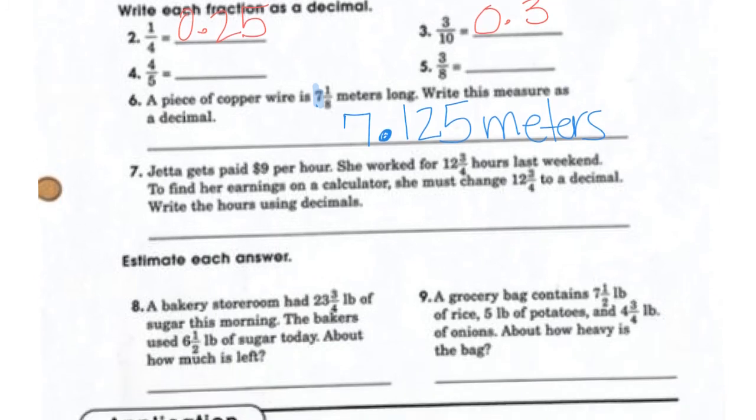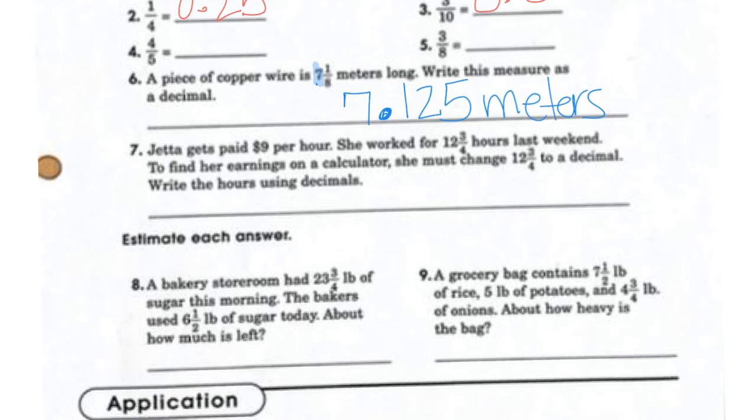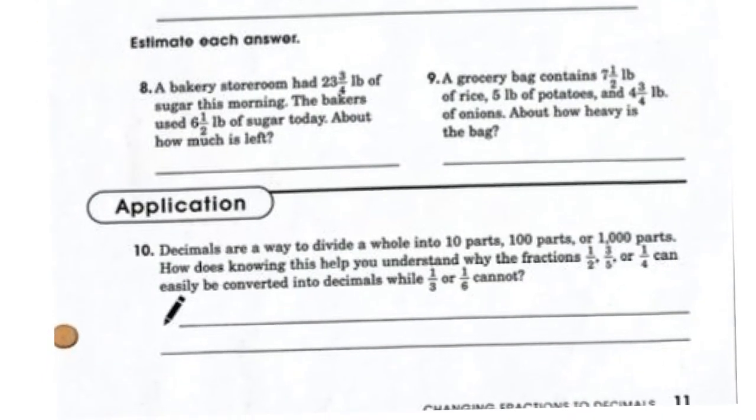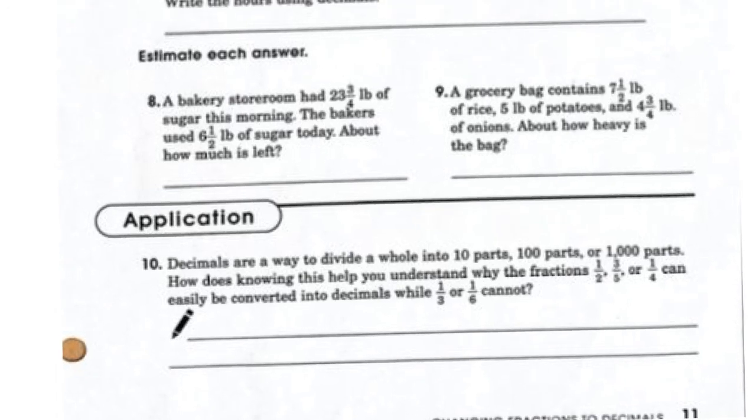Now, estimate each answer. So you're going to round these fractions up or down and then do what it's asking. When you get down to the application, it says decimals are a way to divide a whole into 10 parts, 100 parts, or 1,000 parts. How does knowing this help you understand why fractions like 1/2, 3/5, or 1/4 can be easily converted into decimals, but why 1/3 and 1/6 cannot? I just want you to try your best to answer that. If you need to Google it, Google it.